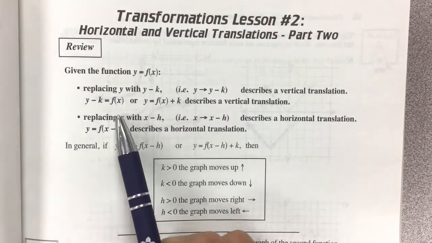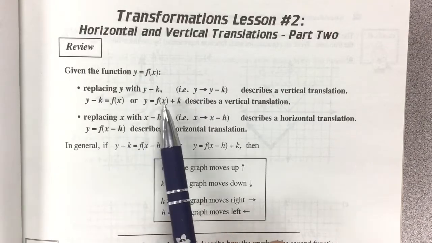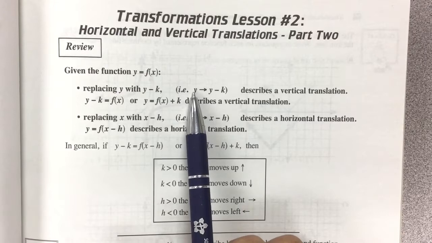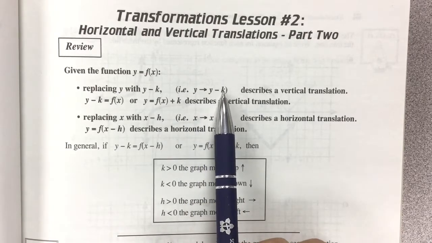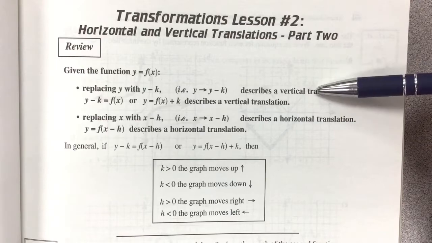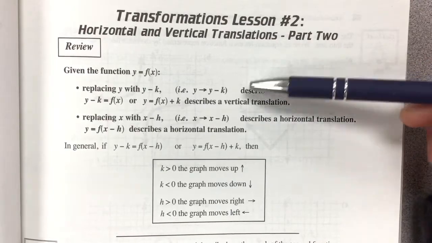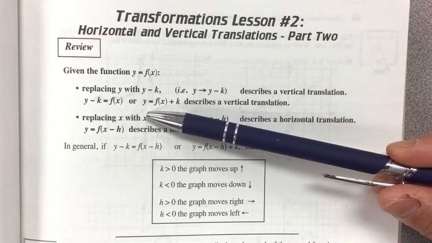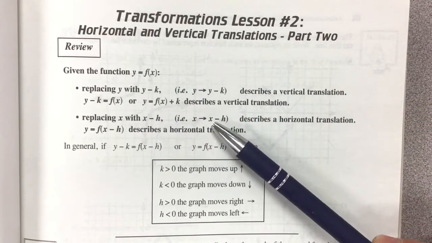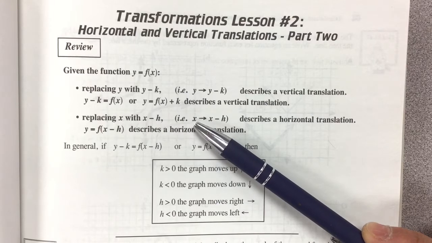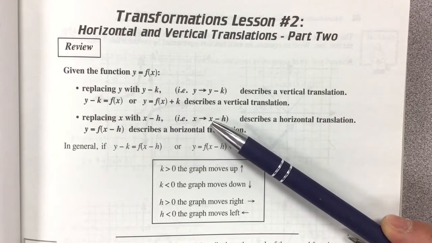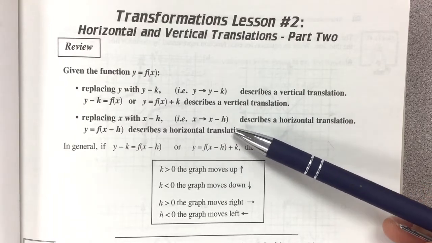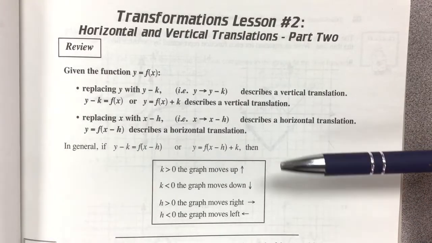So if I'm replacing y with y minus k, then we would use this mapping notation where all my y values get mapped to y minus k. Now this describes a vertical translation, so moving up or down. And similarly with my x values, I can replace those with x minus h. With my mapping notation, x would get mapped to x minus h, and that means my x values, or my horizontal values, are going to be changing either left or right.